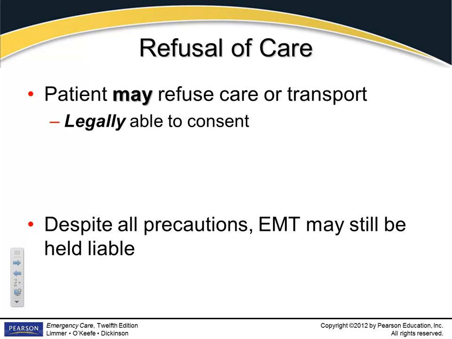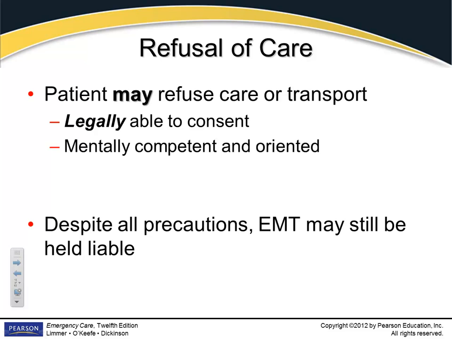They have to be legally able to consent or refuse. That means they have to know what's going on. You have to tell them worst case scenario. You have to tell them what you're going to do for them. You know, if you don't do this, this is what's going to happen. You have to go through all those steps, trying to do whatever you can to transport them. And if it's still a no-go, then they can legally refuse. But you have to be sure they know what's going on.